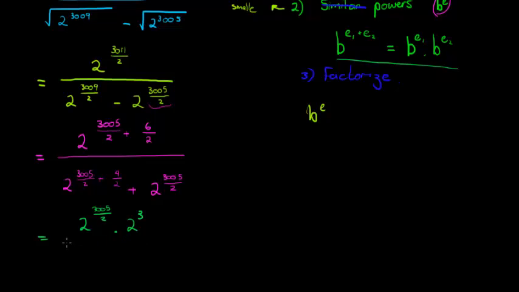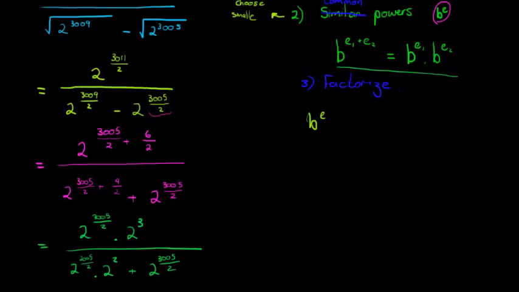2 to the power of 3, divided by, here we've got 2 to the power of 3005 over 2 times 2 to the power of 4 over 2. 4 over 2 is just 2. Minus, and then this one was just itself, 2 to the power of 3005 over 2. Now, why did we do this again?